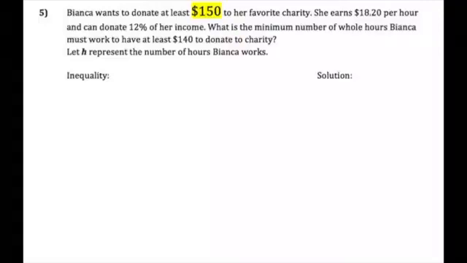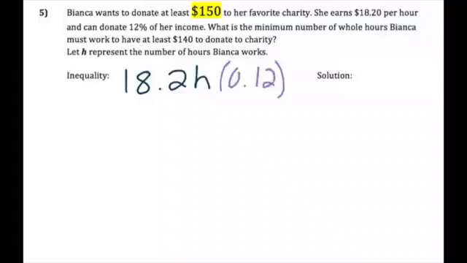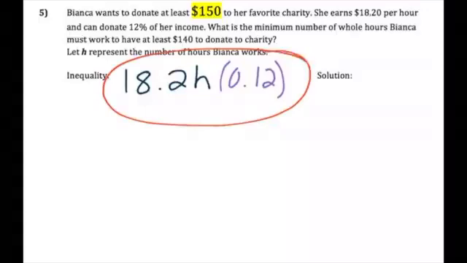Okay, first of all, we need to represent how much she earns. So to do that, she earns $18.20 per hour. That right there shows how much she earns. Now, 12% of that goes to charity, and we want to find out how much she's spending for charity. So we're going to multiply that by 0.12. So this whole thing right here represents how much she's giving to charity. And we want to know when this amount on the left is greater than or equal to $140 because she wants to donate at least $140 to charity.